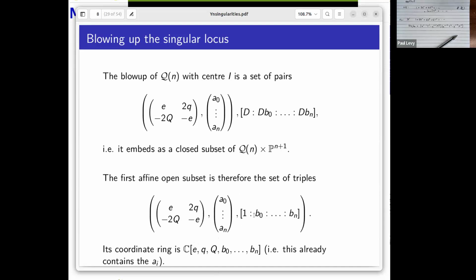And we're going to have these BI in this coordinate ring here. And in fact, once you have the BI, you already get the AI. There's a straightforward relation that describes these AI in terms of the BI.